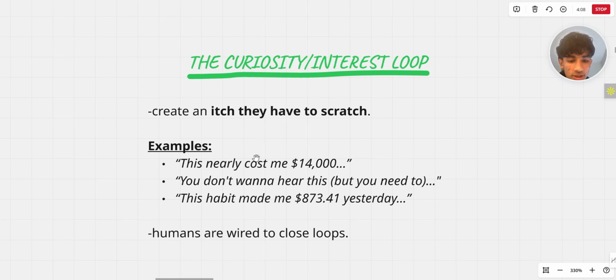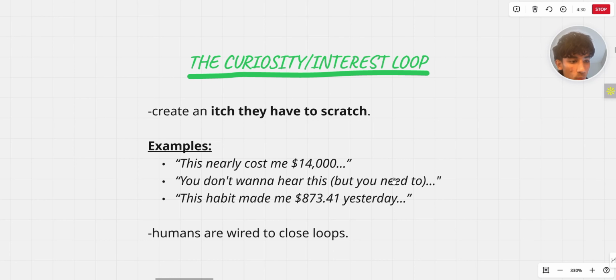For example, you can say something like, this nearly cost me $14,000. You don't want to hear this, but you need to. This habit made me $837.41 yesterday. Now, the reason why this works is because humans are wired to close loops. When you leave out a detail, when you leave out a result or a trick or something else, then the brain concentrates, the brain leans in.